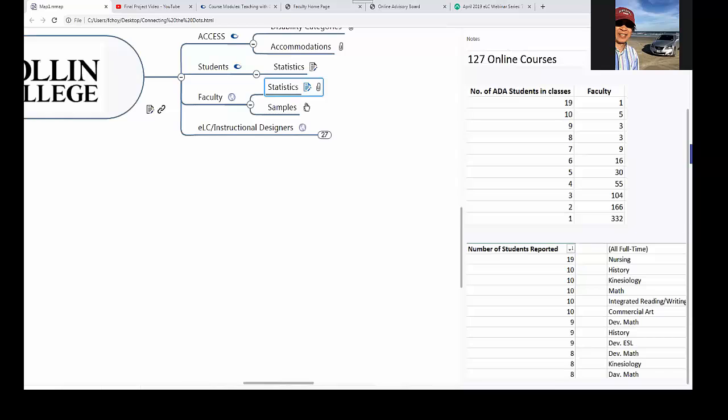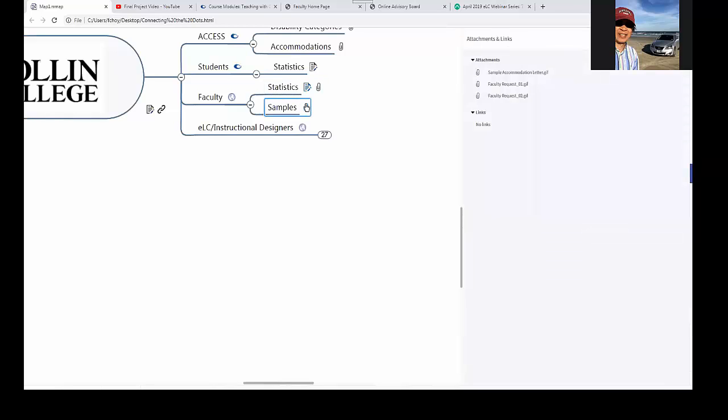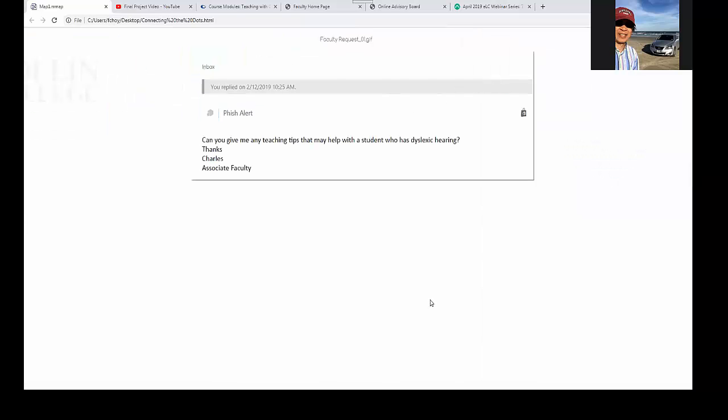Let me give you some examples to see how easily we can fall into the traps. Let me show you this first. These are live, real examples that I received right after I completed the certification myself. One day in my Cougar Mail I received: can you give me any teaching tips that may help with a student who has dyslexic hearing?